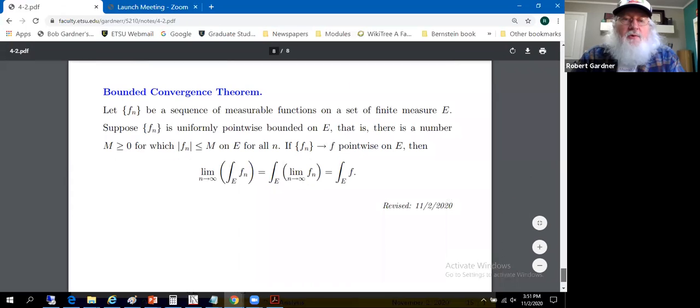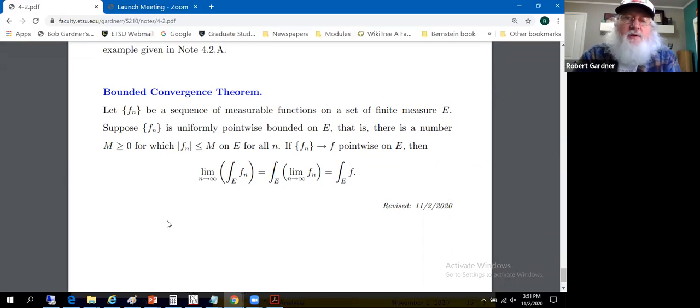All right, so our first convergence theorem is called the bounded convergence theorem because we're dealing with all this bounded stuff. Bounded functions on sets of finite measure, class 1 functions. We'll have 2 more convergence theorems for class 2 and class 3.